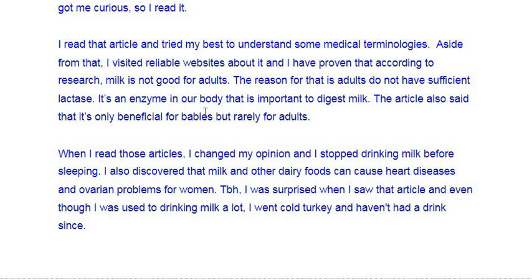It's an enzyme in our body that is important to digest milk. The article also said that it's only beneficial for babies but rarely for adults. When I read those articles, I changed my opinion and I stopped drinking milk before sleeping. I also discovered that milk and other dairy foods can cause heart diseases and ovarian problems for women. To be honest, I was surprised when I saw that article, and even though I was used to drinking milk a lot, I went cold turkey and I haven't had a drink since. Okay? So, this opinion is about milk.